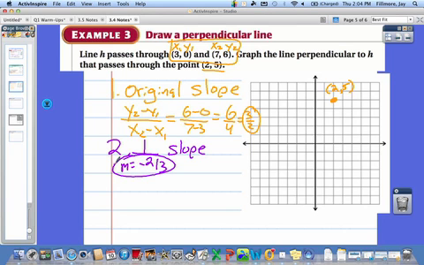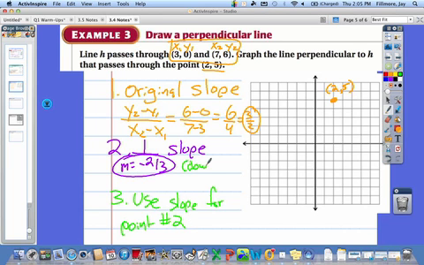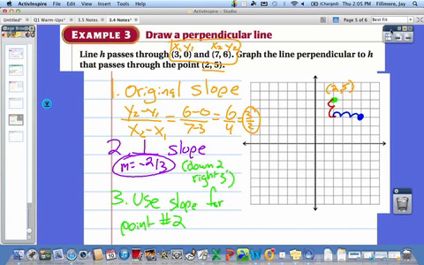We'll plot our second point using the slope. Since our slope is negative 2 over positive 3, we're going to move down 2 and right 3, starting from the point we were given. Down 2: 1, 2, and right 3: 1, 2, 3. There's our new point, so now we can draw the line.